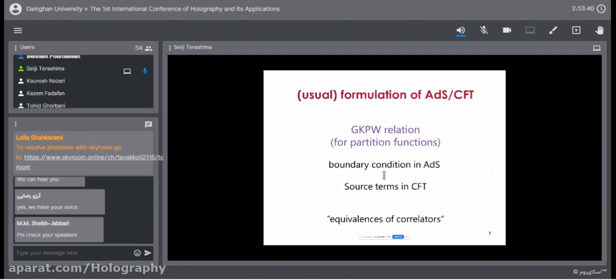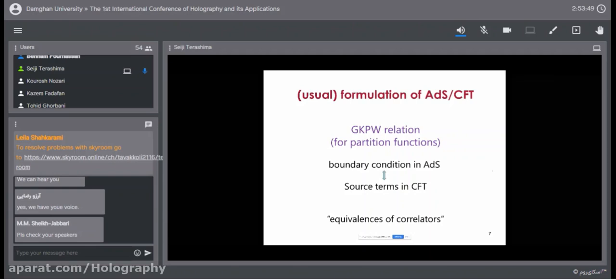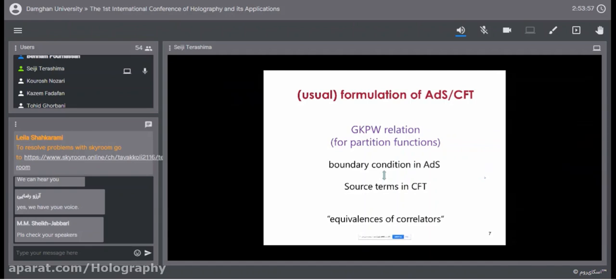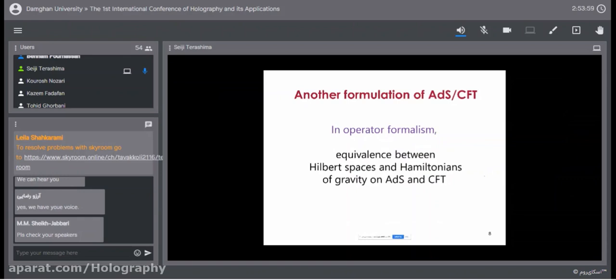The usual formulation of AdS/CFT is using the GKP-Witten relation. It's for the partition function. The boundary condition in AdS is identified as a source term in CFT. So it's the equivalence of correlators. But there is another formulation of AdS/CFT. It's usually used in AdS/QCD or something like that. It's in operator formalism. There are no sources. Just a state and time evolution, or spectrum.